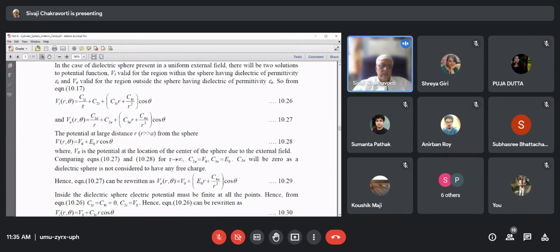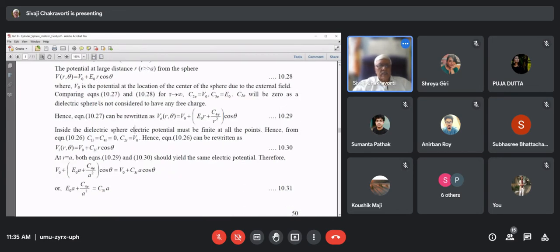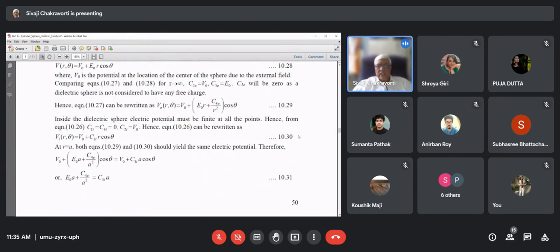So we can write what is equation 10.30. But now we'll have to find out two different coefficients, C4e and C3i. How do I do it? We say that at r is equal to A, both these equations should give us the same potential because r is equal to A is on the surface, which is the boundary. So whether I calculate the potential from outside or inside, it should be same. So we write this next equation, and then we find equation 10.31 from here. But still it is not solved.